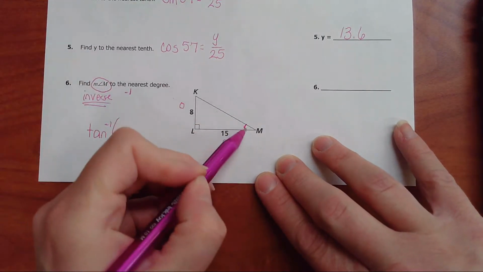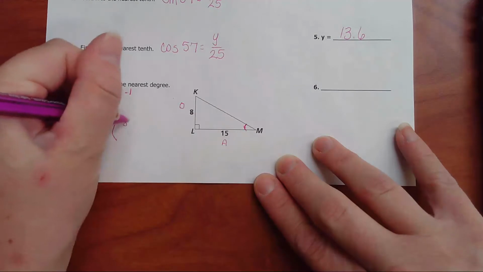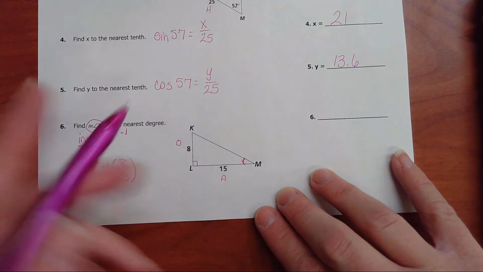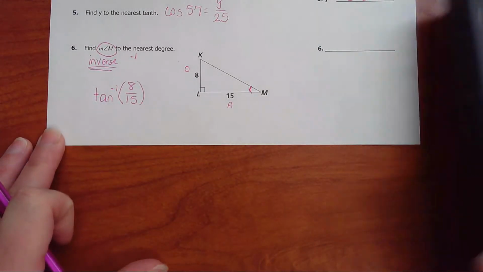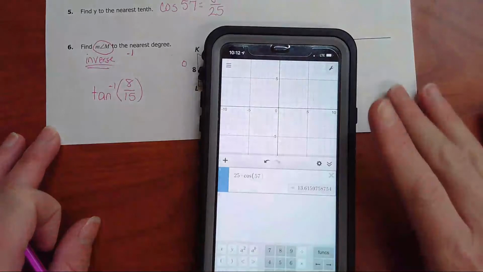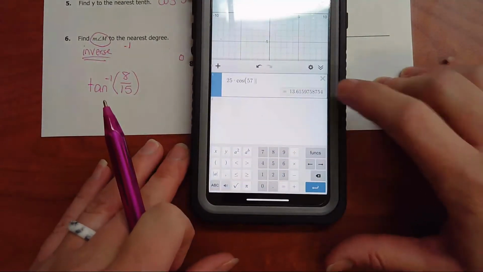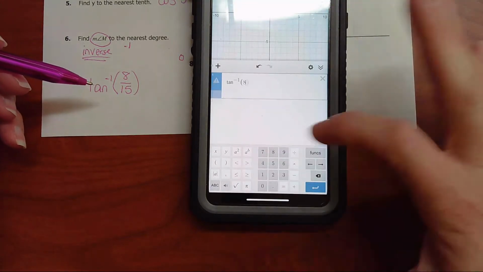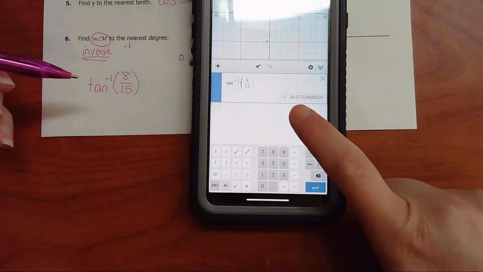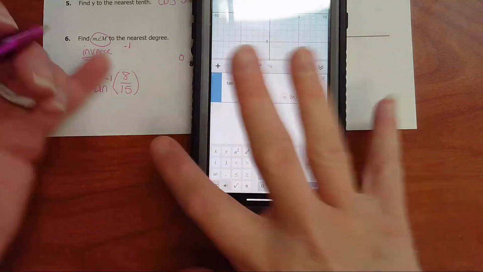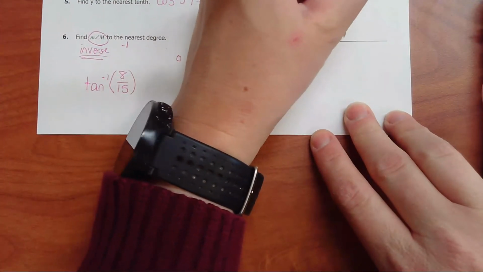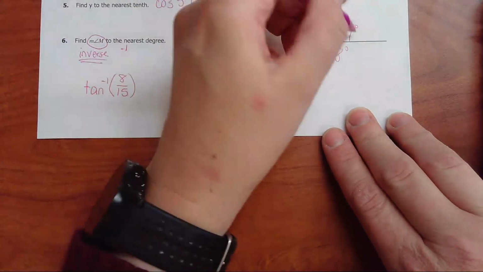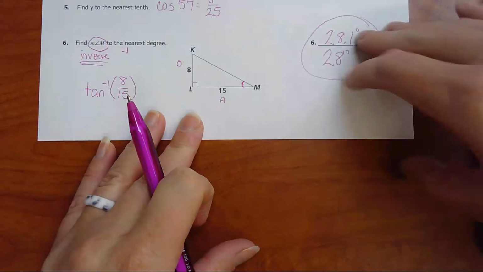So tangent is O over A, 8 over 15. I need to see all of these things that I have written down. So even though you're just plugging things into your calculator, I still need to see it. So I'm going to do function tan to the -1, 8 divided by 15. And I get 28.1 degrees, or usually with angles, we round to the nearest whole number. Either one of these would be totally fine though. So there's 1 through 6.